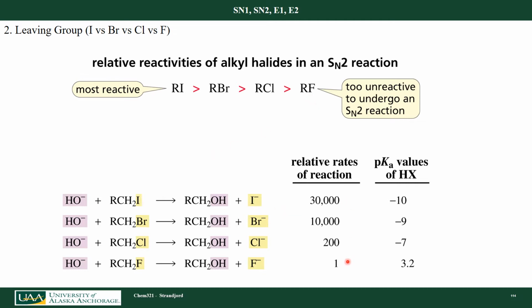If I look at the reaction rates, we can actually see that that's true. If I set the reaction rates relative to each other, so I set fluorine relative at 1, the reaction rate of the iodo compound is 30,000 times as fast.